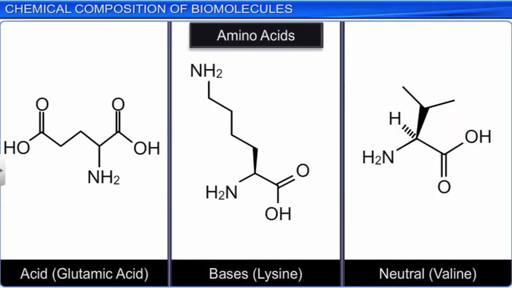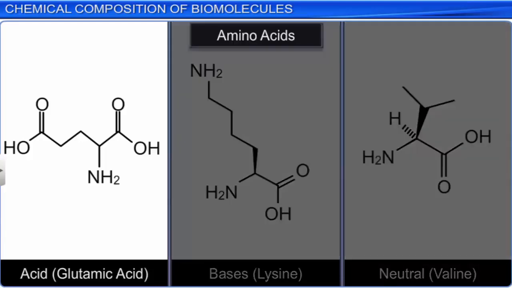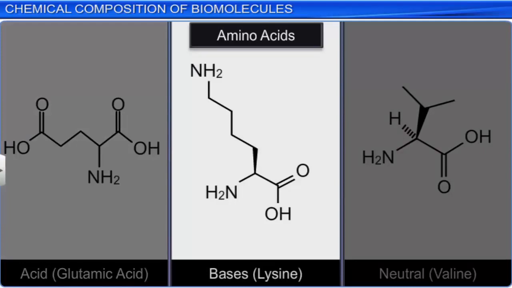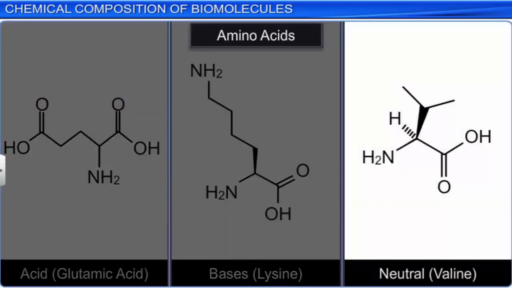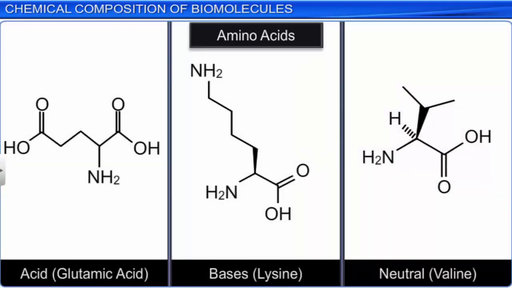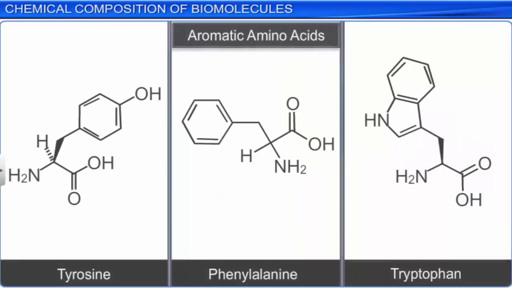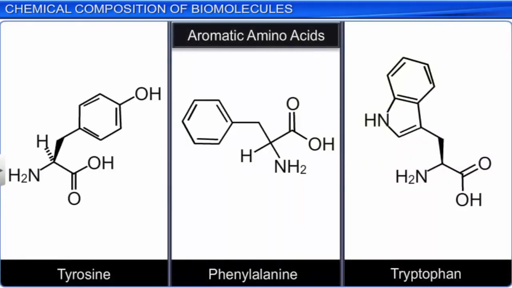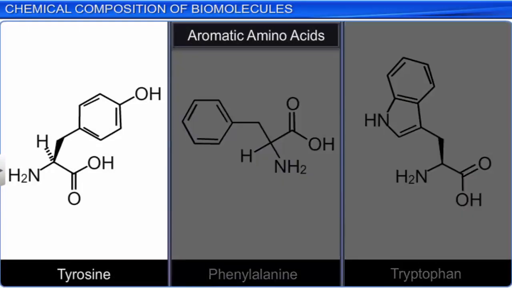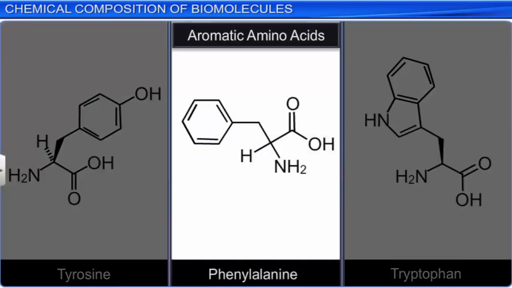As amino acids contain both the amino group and carboxyl group, they can be acidic, such as glutamic acid, basic, as in the case of lysine, and neutral, like valine. Similarly, there are aromatic amino acids such as tyrosine, phenylalanine, and tryptophan.